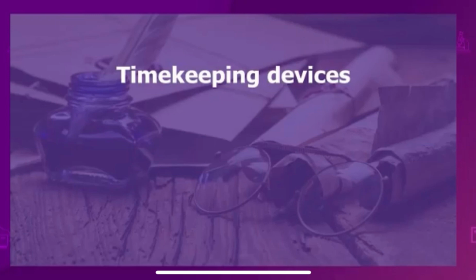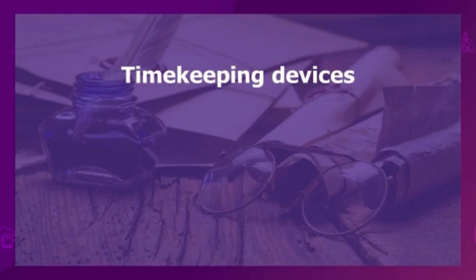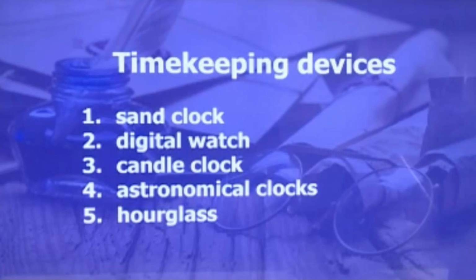Today we start a new topic that is called timekeeping devices. In your notebook, I would like you to write a few examples of timekeeping devices you know. Let's look at some examples. The first: sand clock, digital watch, candle clock, astronomical clocks, and hourglass.